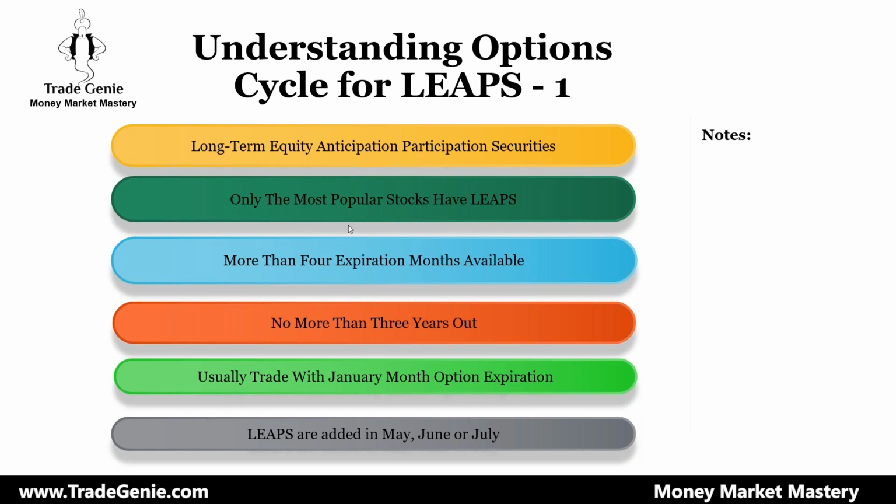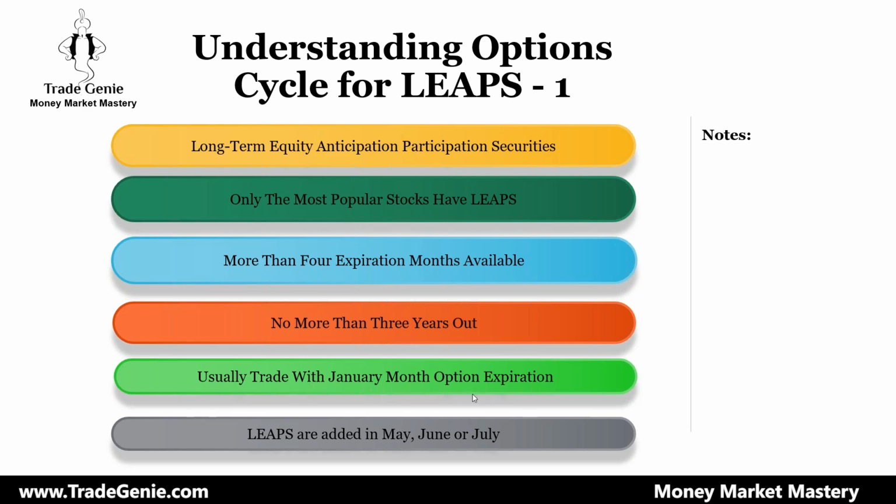So only the most popular stocks have LEAPs, more than 4 expiration months available. Right now we were talking about 4 months. LEAPs have more than 4 months, no more than 3 years out. So they have 3 years. I think that's enough. And I will explain how the 3 years are listed.